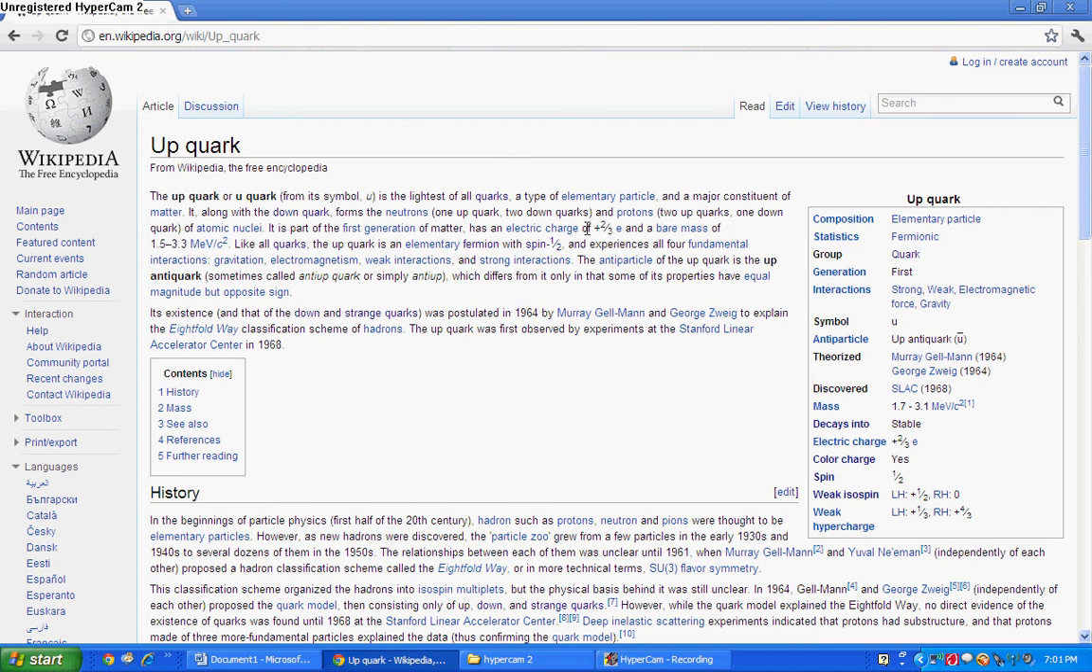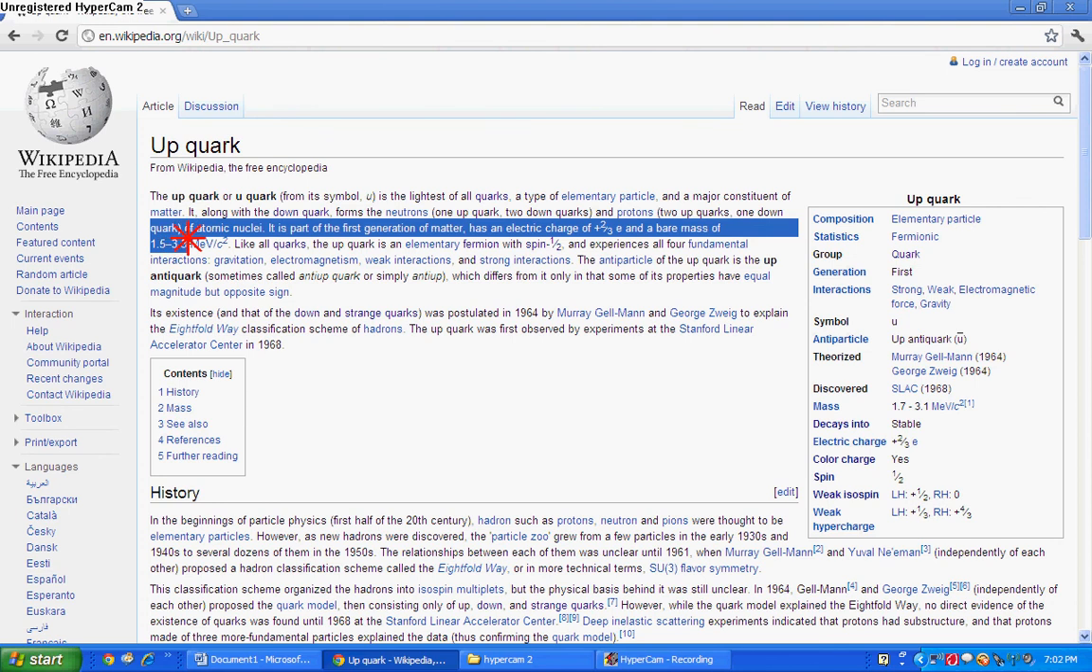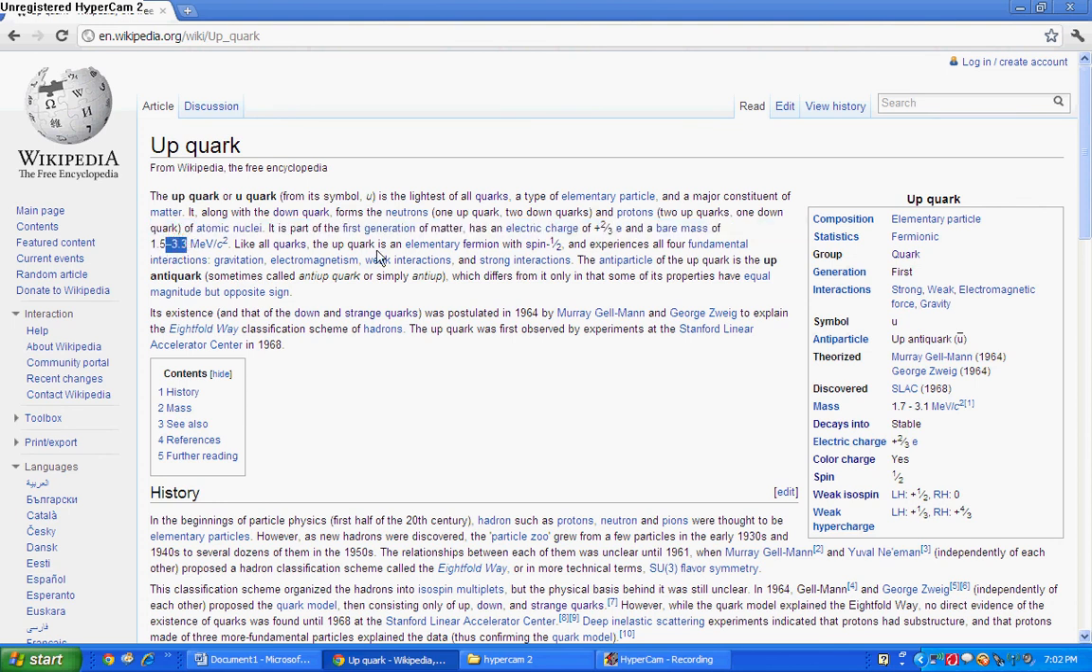The up quark has an electric charge of plus 2/3, making a proton have a positive charge. This is the positive part of the charge in the pair of up and down. In each pair, you have a quark with a positive charge and one with a negative charge. This one has the positive charge, meaning that any proton would have a positive charge because it has more up quarks. It has a bare mass of 1.5 to 3.3 mega electron volts. If you want an explanation as to why this mass range is so large, you can check out the down quark video. I explain it there.